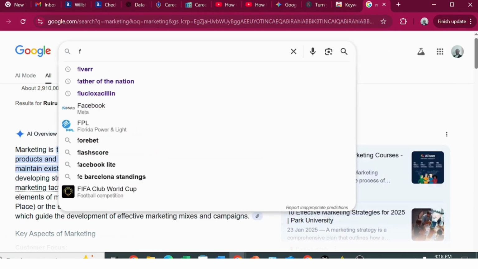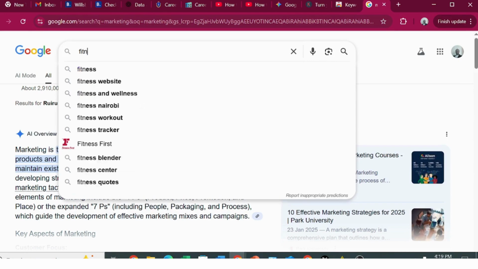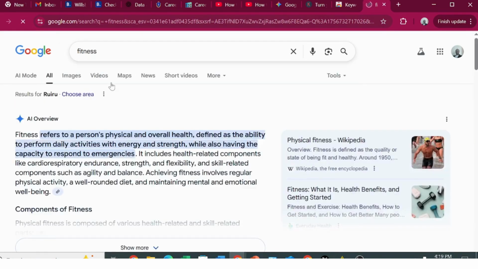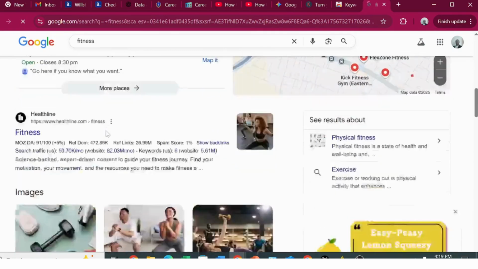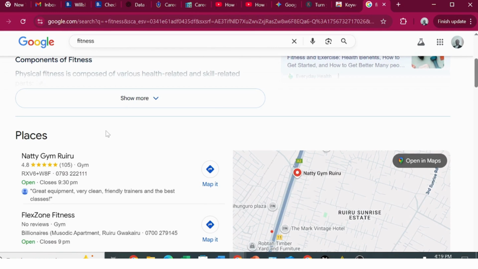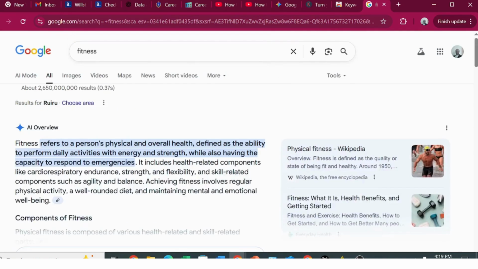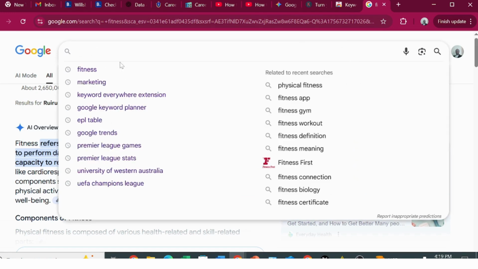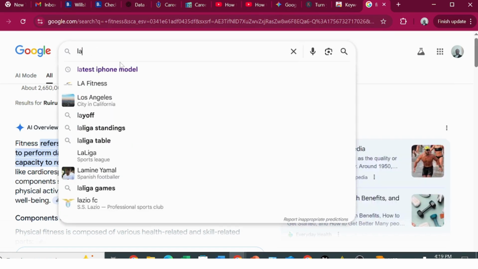Another paid keyword, fitness. When somebody is searching for fitness, you cannot tell what they are searching for. Is it male fitness or women fitness or is it young people fitness and so on. The third example is lawyer.